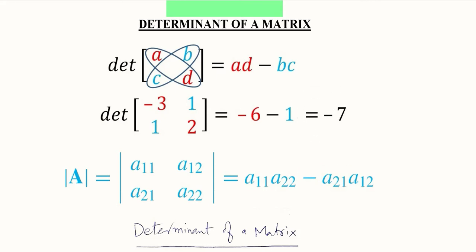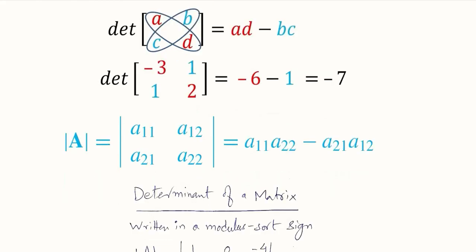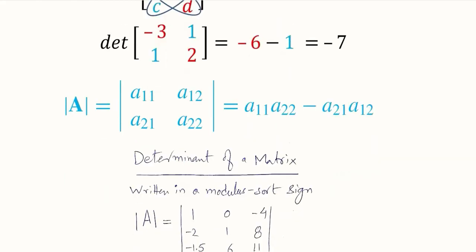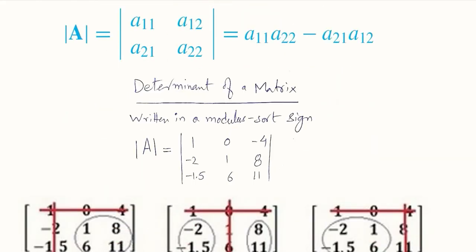This is a numerical example of a determinant of a 2 into 2 matrix, and this is a symbolic example because the answer is in symbolic terms. Another symbolic example would be this: A11 into A22 minus A12 into A21.